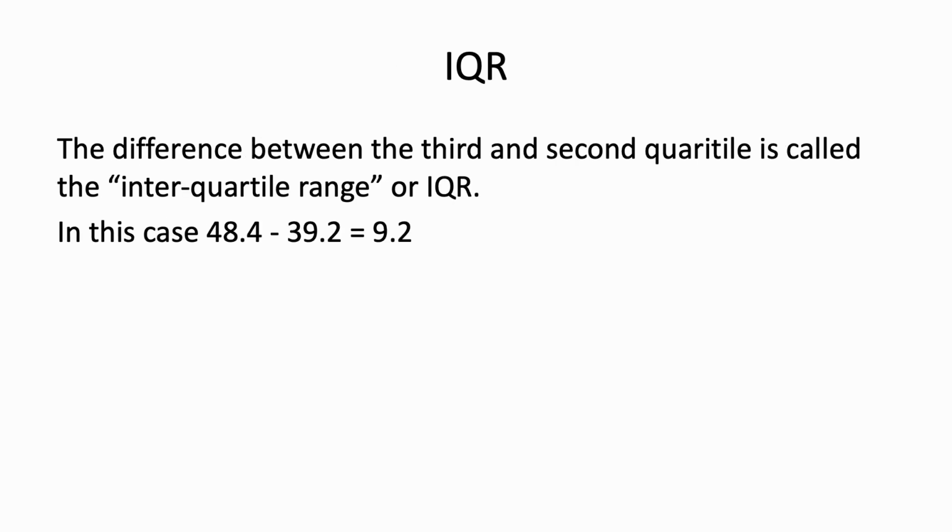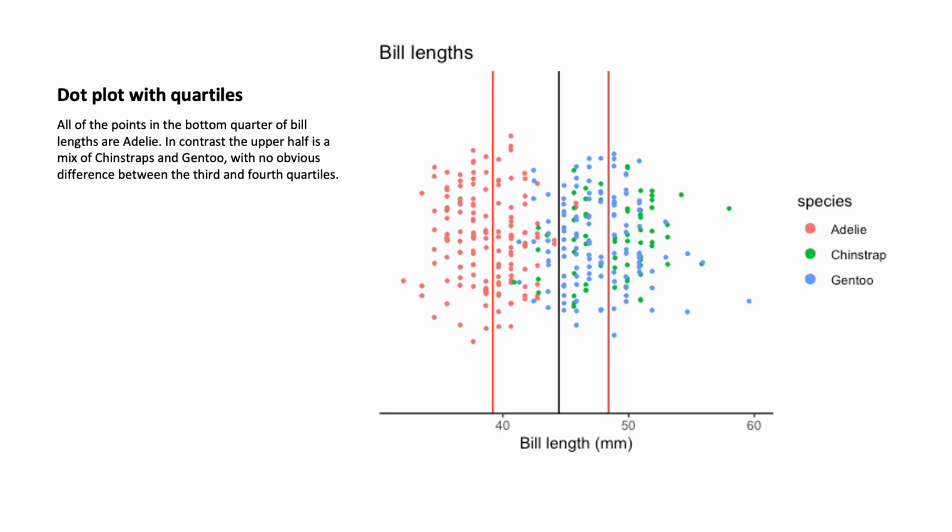And then there's something called the IQR, or interquartile range, which is a fancy name for saying take the third quartile, 48.4, and find the difference between that and the first quartile, which was 39.2. So if we subtract them, we get the interquartile range of 9.2.